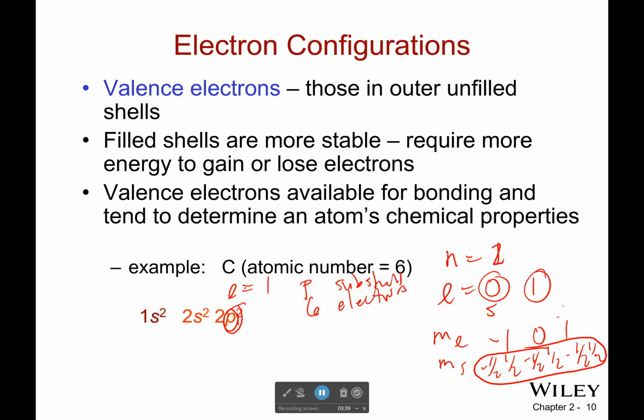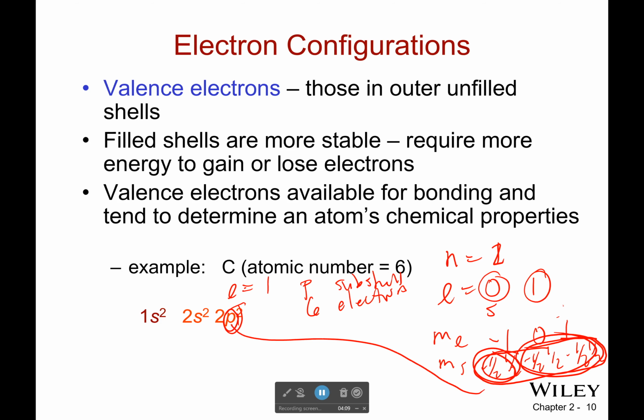It wants a full shell, not just a full subshell, everybody, a full shell. It's going to do anything it can to get rid of these electrons or to gain more electrons. So if we look at it, to fill in this subshell, it has 2, so we're good there, but we need 4 more. So this guy wants 4 more electrons. Okay, so those are electrons we're trying to grab.